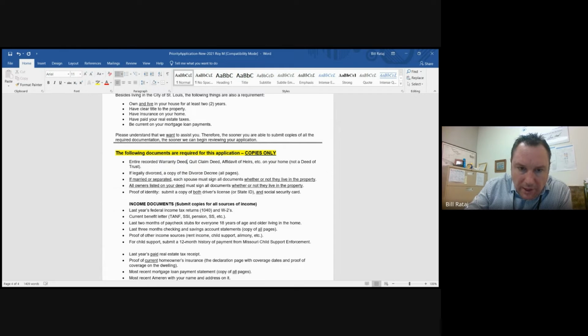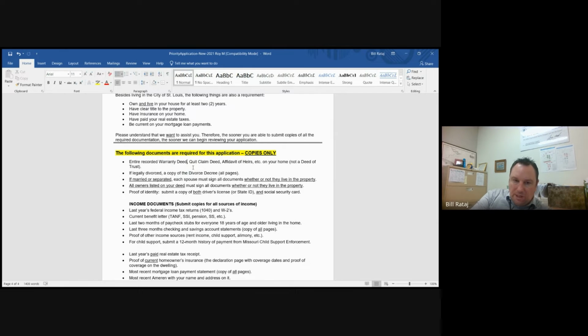We do need a copy of the warranty deed, a quitclaim deed, or an affidavit of heirs, etc., on your home. We do not need a deed of trust, and I'll explain the difference. So a deed of trust can be simply, I borrowed $10,000 from Commerce Bank for a home equity loan, and they put a deed of trust on my property to ensure that I pay them back. That does not constitute ownership.